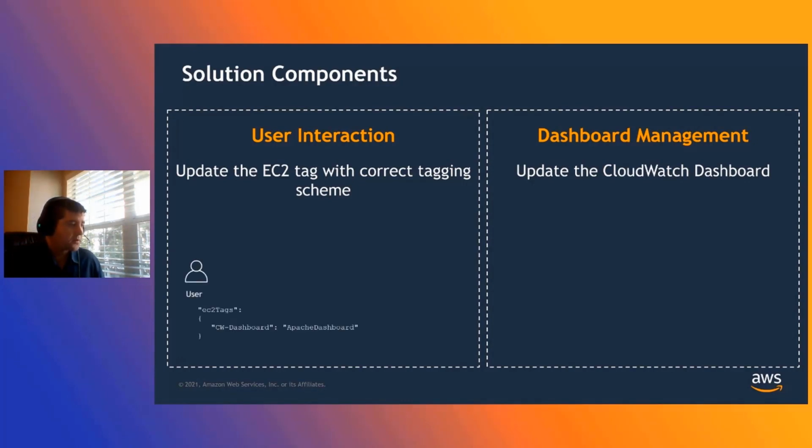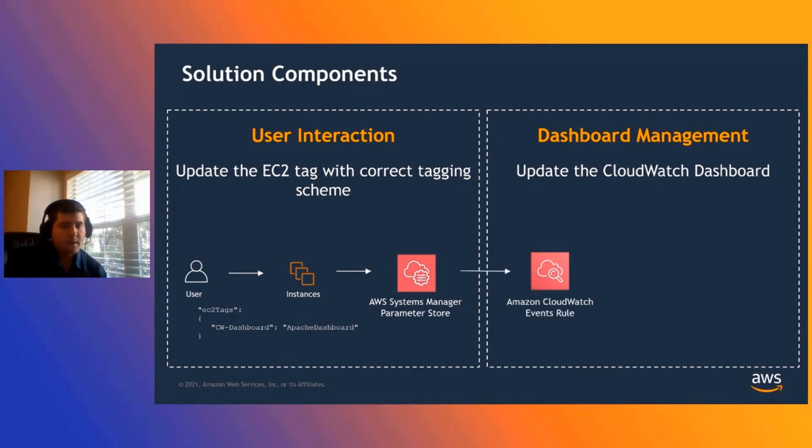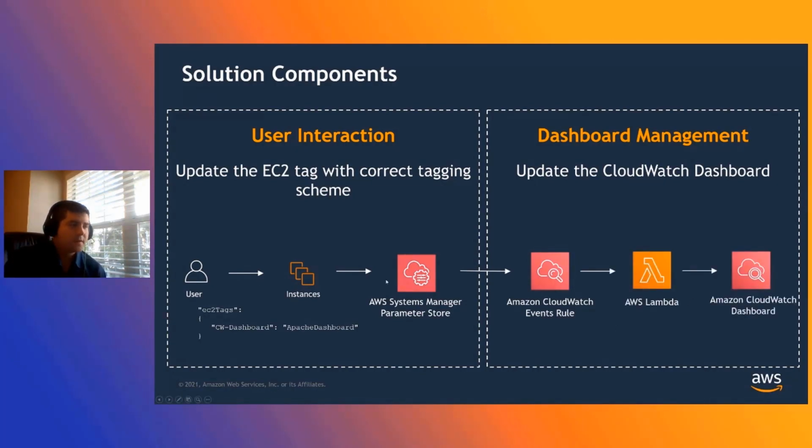So we have our user. We update our EC2 tags with the correct tagging scheme, update our instances. Then we pick this up in Systems Manager Parameter Store, where we store the instance ID. From here, we have a CloudWatch Events rule, which kicks off a Lambda function, which will then update our dashboard. So this is dynamic in nature. As new instances are added with these tags, it will walk through this process and our dashboard will get updated with the correct value.